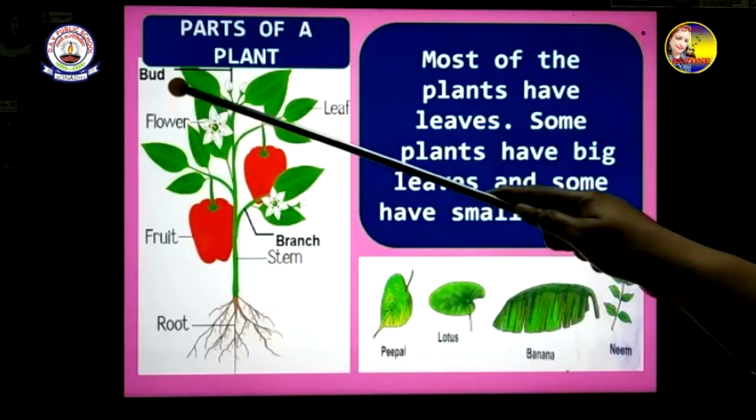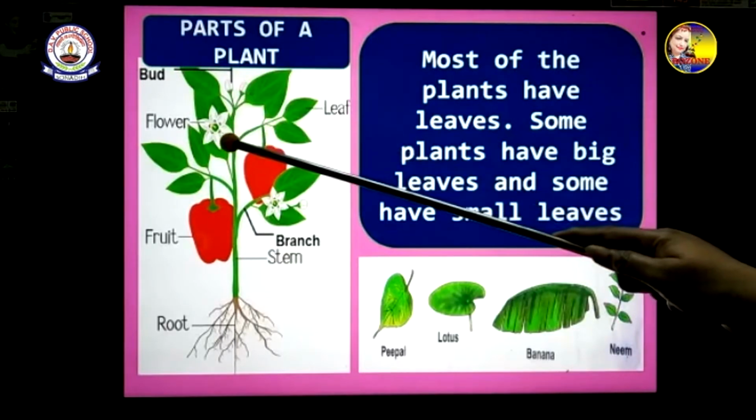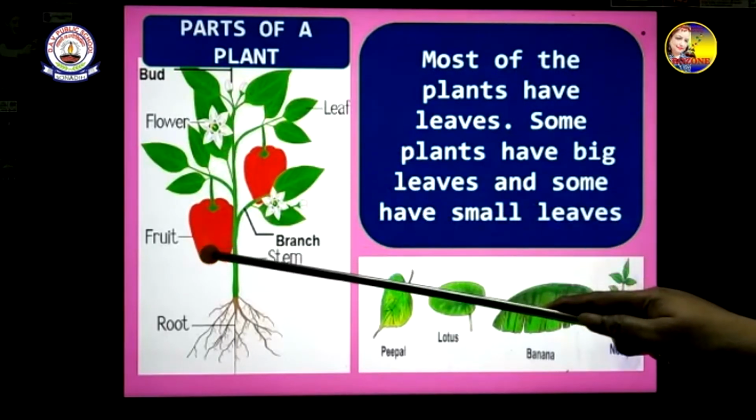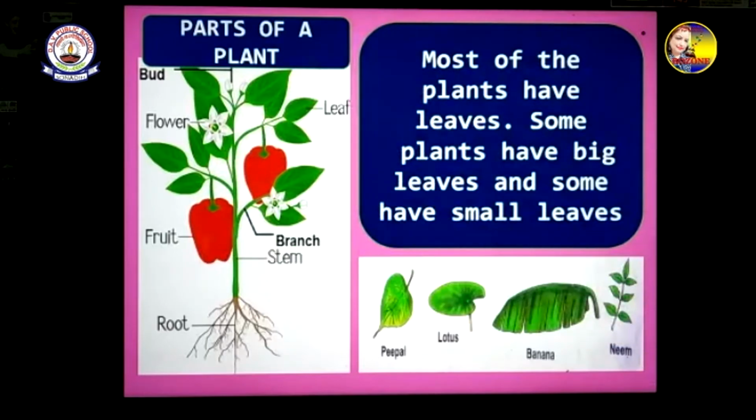Then bud. First the bud comes out, then the flower and then fruit. It gives fruits, many fruits you must have seen we are using every day in our food, like different vegetables and the fruits that we eat like apples, bananas. These are also called fruits of the plants and trees.